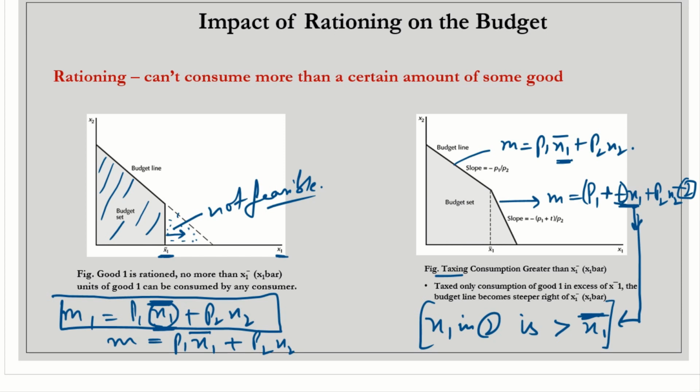So the slope resulting from this equation will be the ratio of prices, minus p1 upon p2. What is p1 here? It is p1 plus t, and the denominator is the price of good 2. So the slope is minus p1 plus t upon p2, like what we have discussed earlier. This is what the impact is going to be.